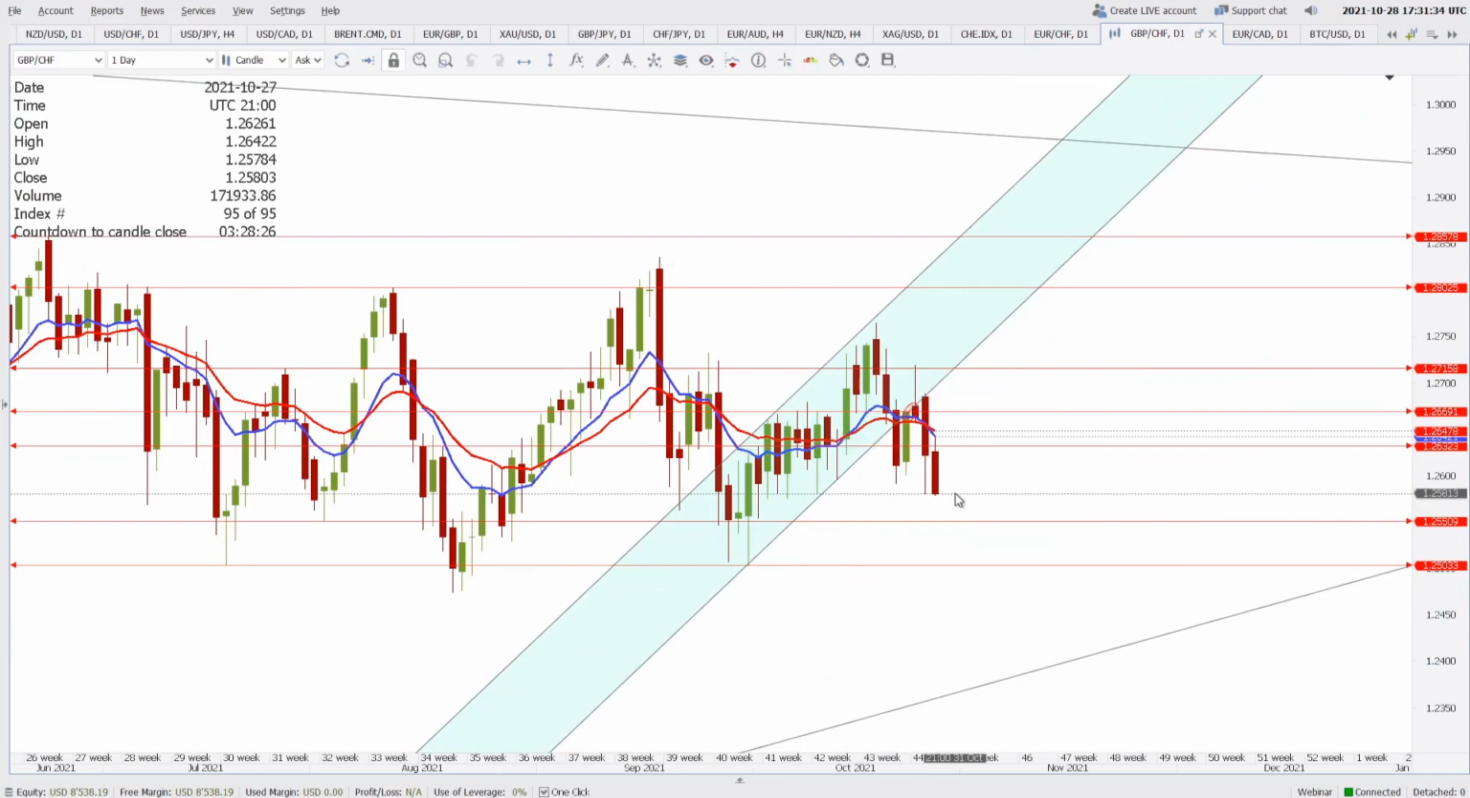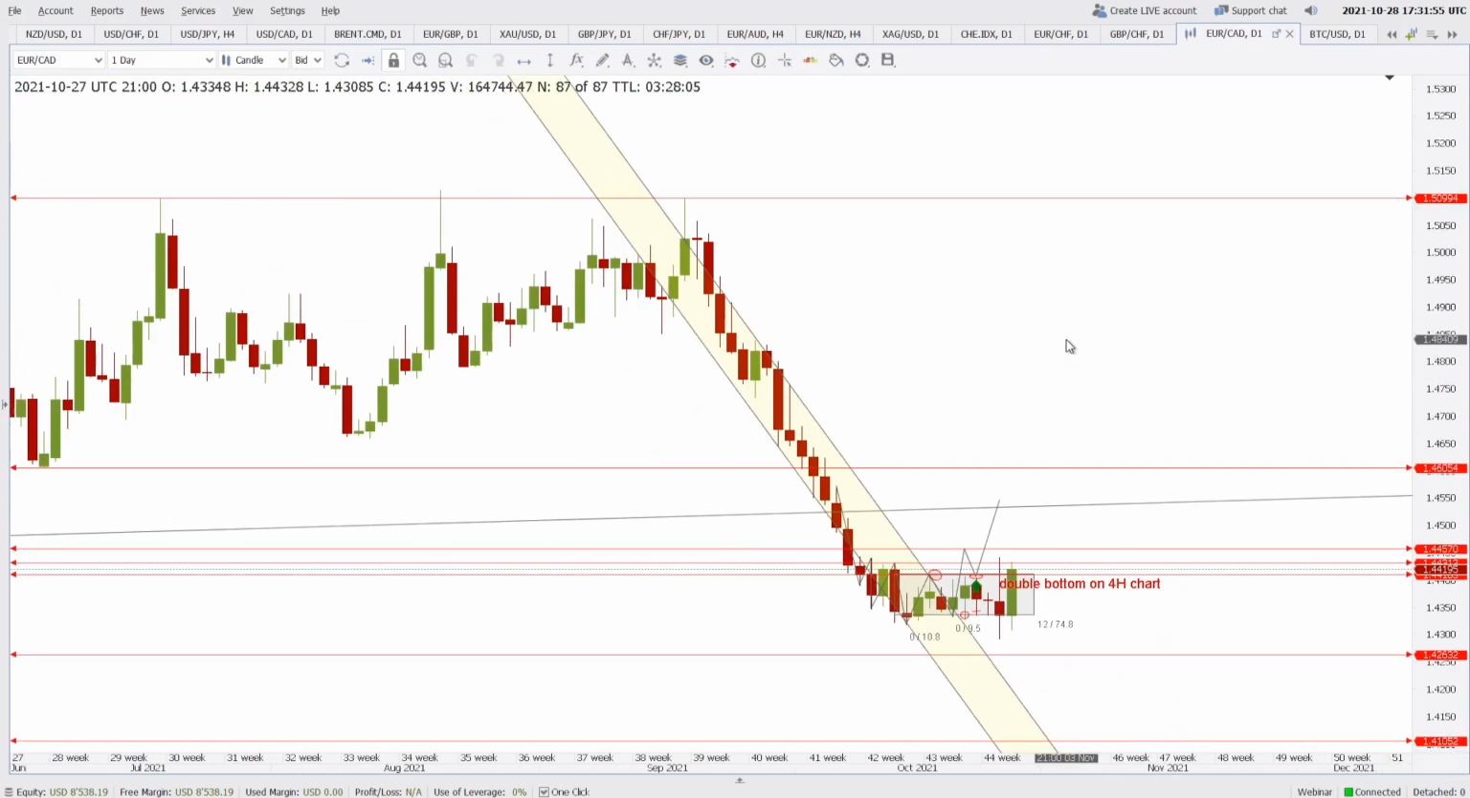GBPCHF, GBP is not that strong as the euro is against the Swiss franc, so that is why you are witnessing a red candle here, and now expect 1.2550 next on this chart. And after that, if that is broken to the downside, 1.2503 will be exposed. Right now the resistance is at 1.2632, support is at around 1.2550.